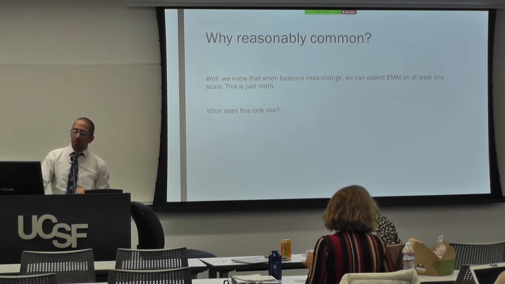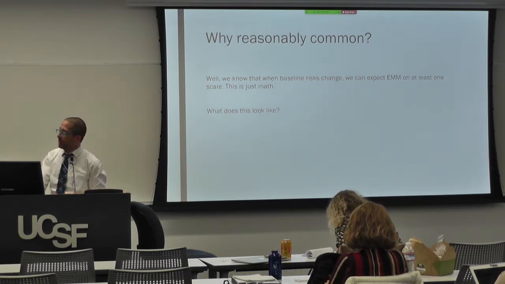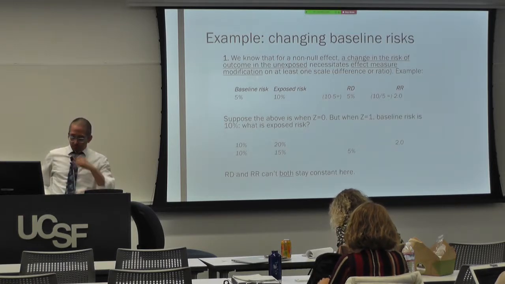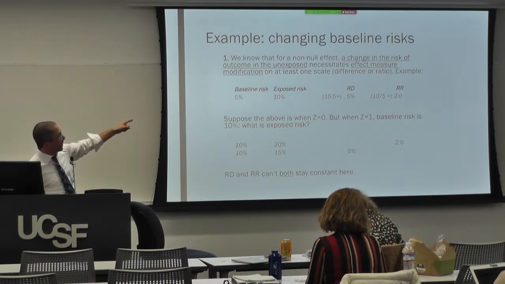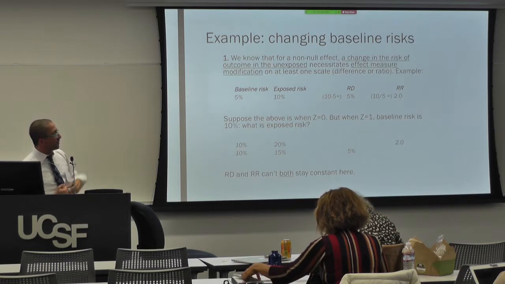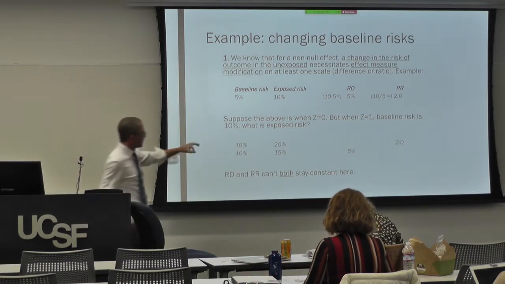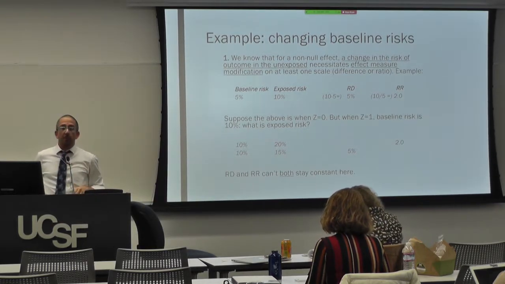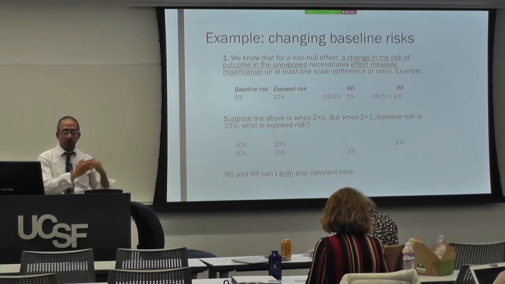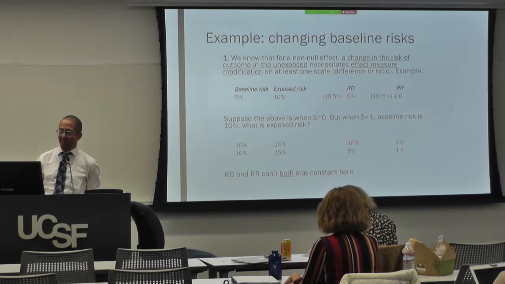First, it's reasonably common because we know that when baseline risks change, when risks change in the unexposed, we always have effect measure modification on at least one scale, right? And this is just the math. So if you have, I wish I had a laser pointer, a baseline risk of 5% and a risk in the exposed of 10%, and then you change your baseline risk to 10%, you cannot have both the same risk difference and risk ratio in those two strata. And since I'm running short on time, I'm not going to dwell on this math, but trust me.